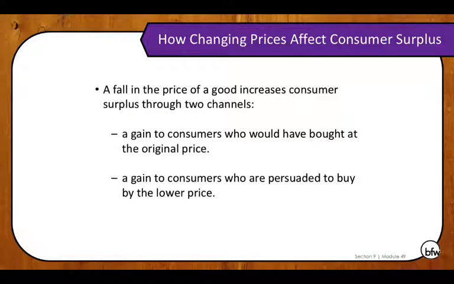Now, what if the price of the textbook changes? What if the price of anything changes? How does that affect consumer surplus? Well, a fall in the price of a good increases consumer surplus in 2 ways. Number 1, it's a gain to consumers who would have bought at the original price and now are buying at a lower price. And it's a gain to the consumers who didn't buy the good before, but who are now persuaded to buy at the lower price. That's if the price goes down.